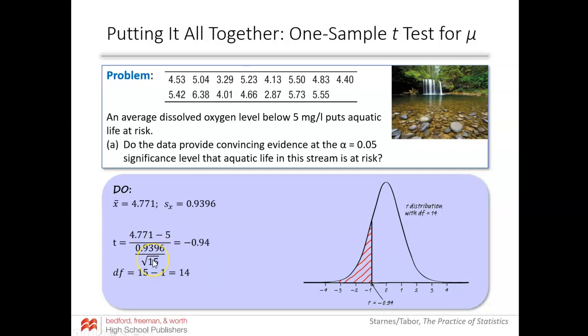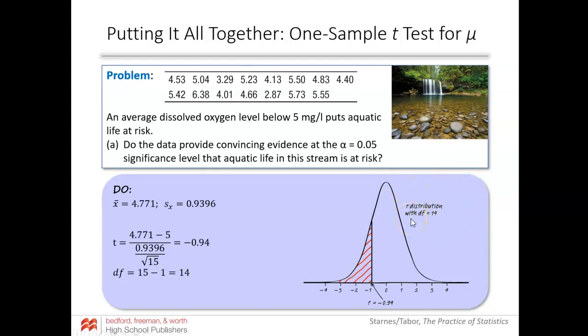And then we're dividing by the square root of n for that standard error, and we're getting a t-score of negative 0.94. So remember, the alternative hypothesis was that it was less than the value, so we're looking for a lower tail here. And this is a t-distribution with degrees of freedom of 14. So make sure if you're drawing it, you're labeling it with that.